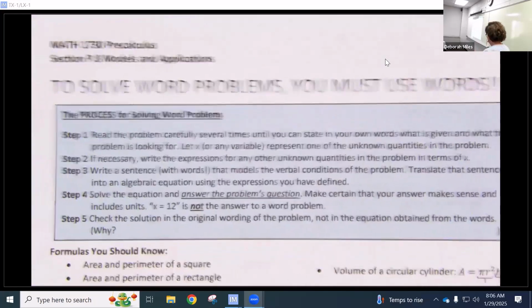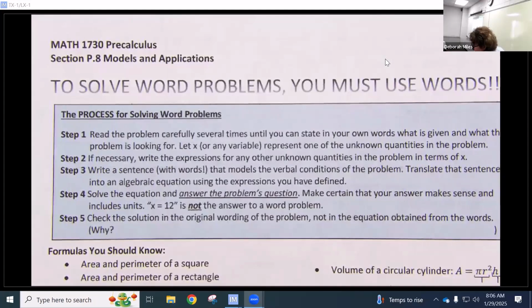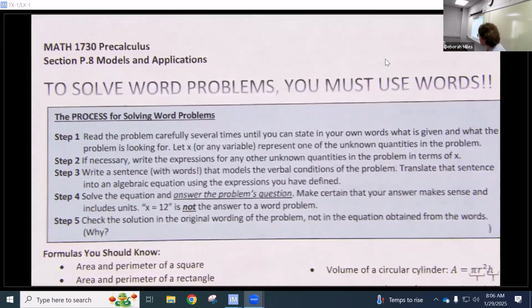Section P.8. I've got to convince you that to solve word problems, you must use words, and we're going to do that. The process for solving word problems: Read the problem carefully several times until you can state in your own words what is given and what the problem's looking for. That just takes a pause.